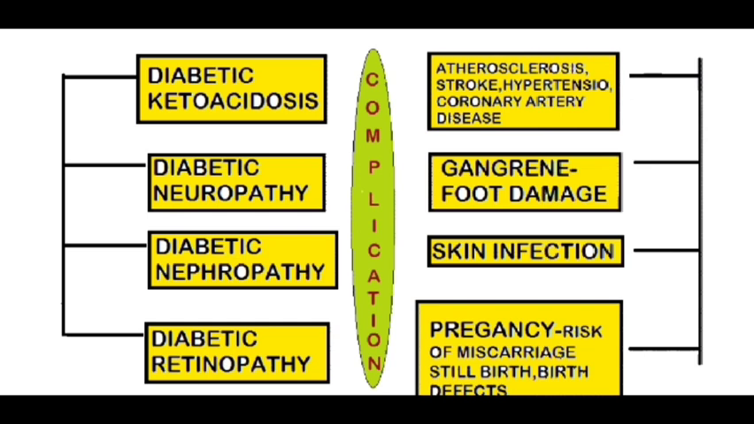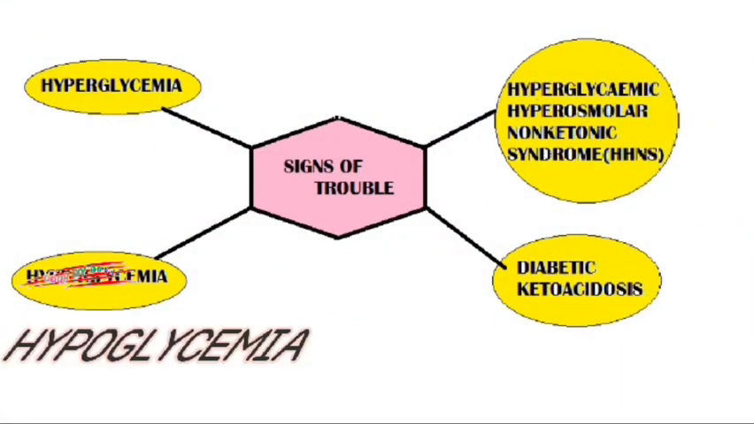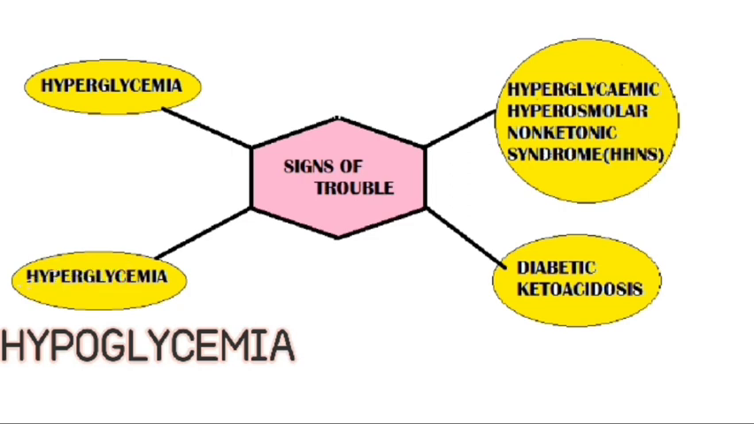Now, most important slide, signs of trouble. First there is hyperglycemia, BSL more than 200. Hyperglycemic hyperosmolar non-ketotic syndrome, in which BSL is more than 400 or even more than 600, with dry mouth, dark urine, confusion, drowsiness. Similarly, in DKA, diabetic ketoacidosis: frequent urination, vomiting, shortness of breath, fruity, smelly breath. And lastly, hypoglycemia due to skipping meals or taking more medication. These are all emergency situations.